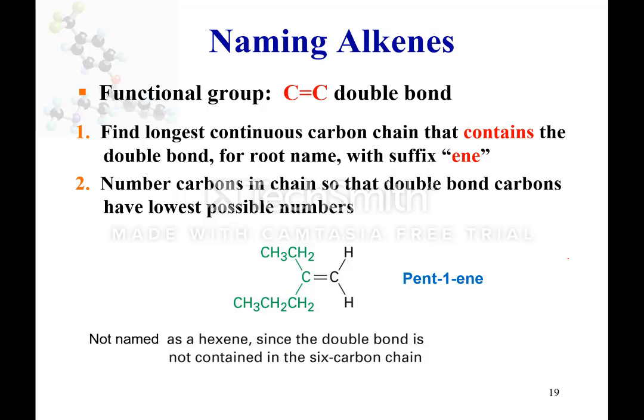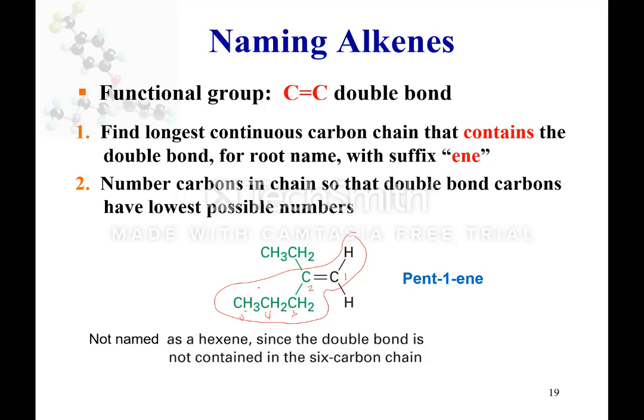For example, looking at this particular compound, although it might look like the longest carbon chain has 6 carbons, this is not the carbon chain that contains the carbon-carbon double bond, so we cannot use that. Instead, this here is the carbon chain that contains a double bond and is longest, and we find that it has 1, 2, 3, 4, 5, so this is actually a derivative of pentene.